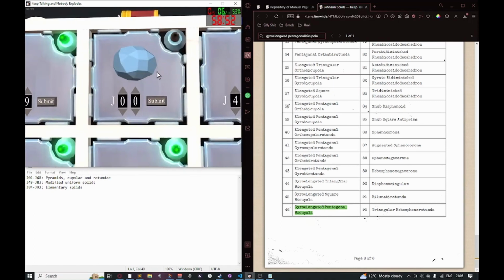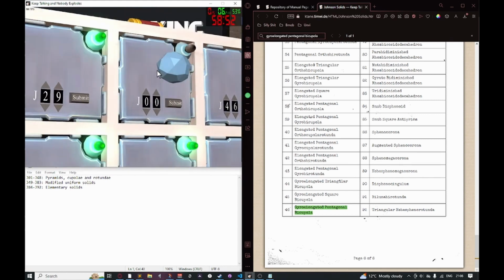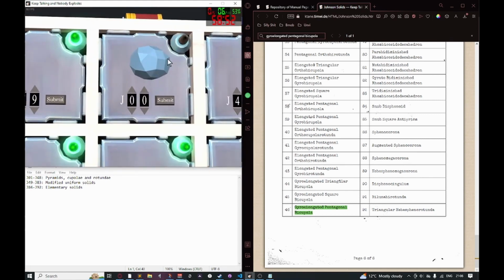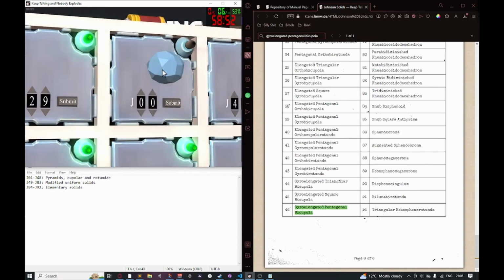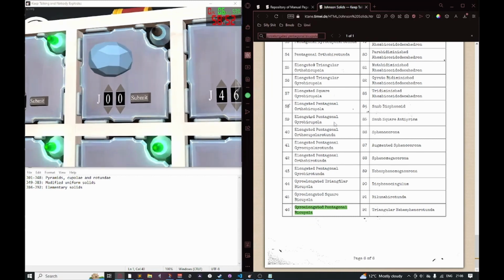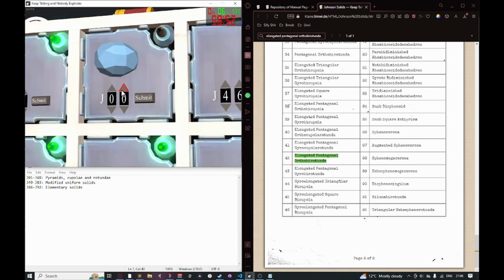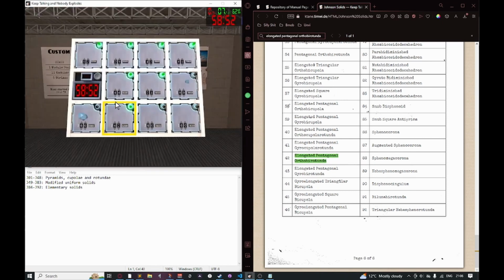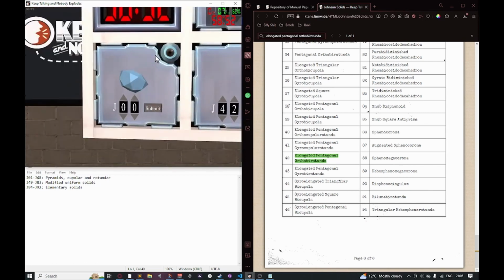So this here would be an elongated pentagonal ortho birotunda. So an elongated pentagonal ortho birotunda, again, which is 42. We can hide that.